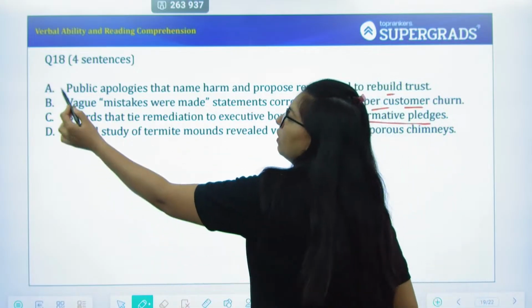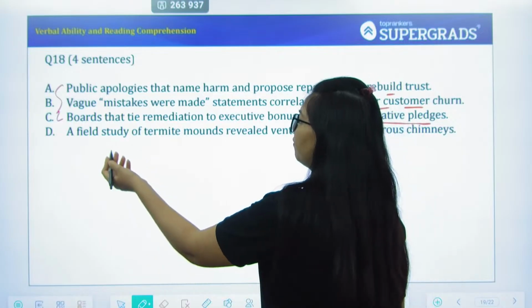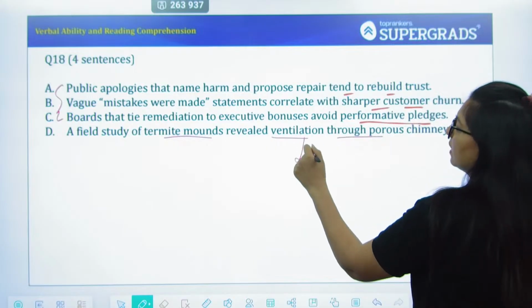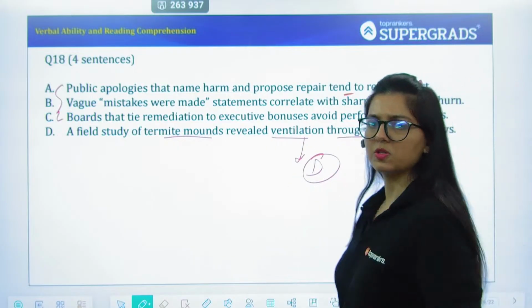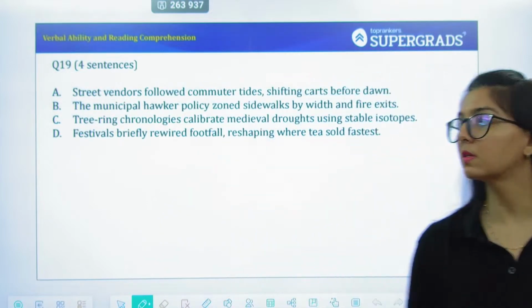Okay, now this is all about how you can get the customer churning done. But a field study of termite mounds revealed ventilation through porous chimneys. Now, obviously, you know that this is so absurd. This will have to be the odd sentence that we have. Next one, please.